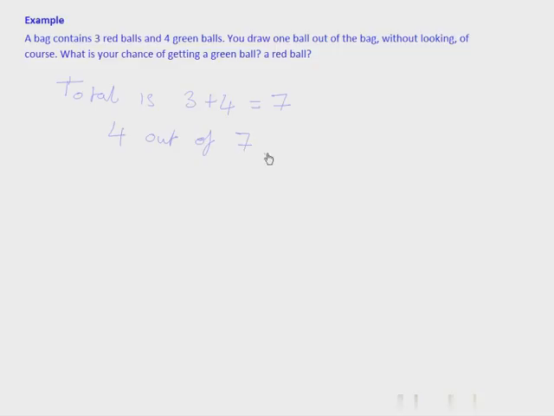Similarly, what's the chance of getting a red ball? Well, there are 3 red balls out of 7. So the chance of getting a red ball is 3 out of 7.